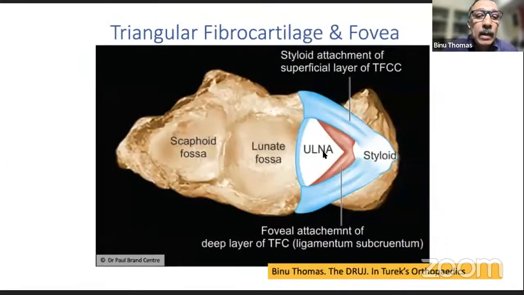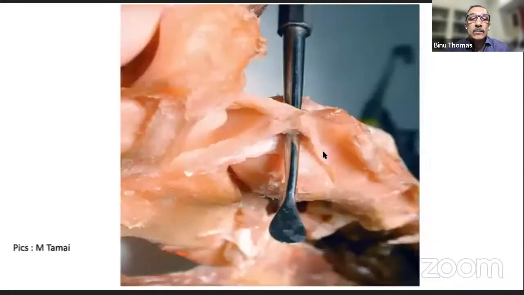Now, coming from a carpal perspective, you can see that the triangular fibrocartilage consists of superficial and deep layers. The superficial layers are attached to the styloid process, while the deep layer, also called the ligamentum subcruentum, is attached to the fovea. This is the foveal insertion, and this is very important clinically. You can see the superficial and the deep insertions in this dissection picture.